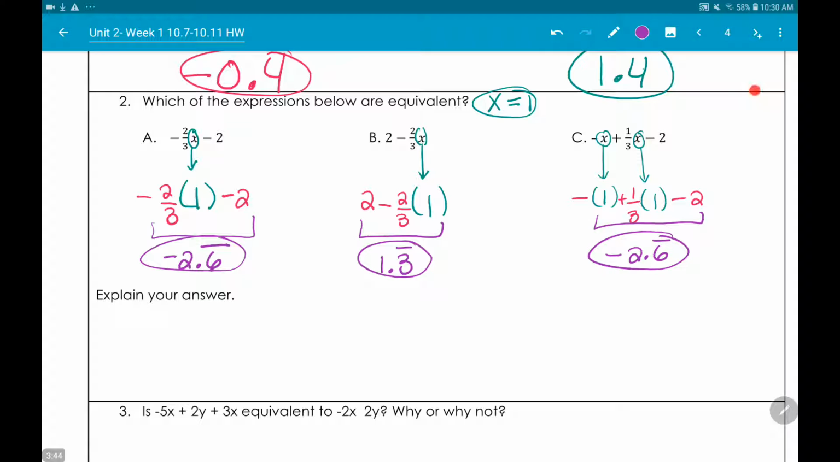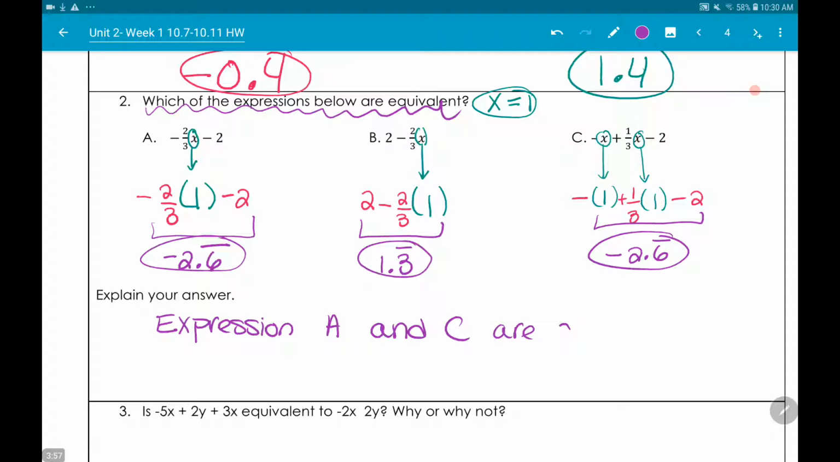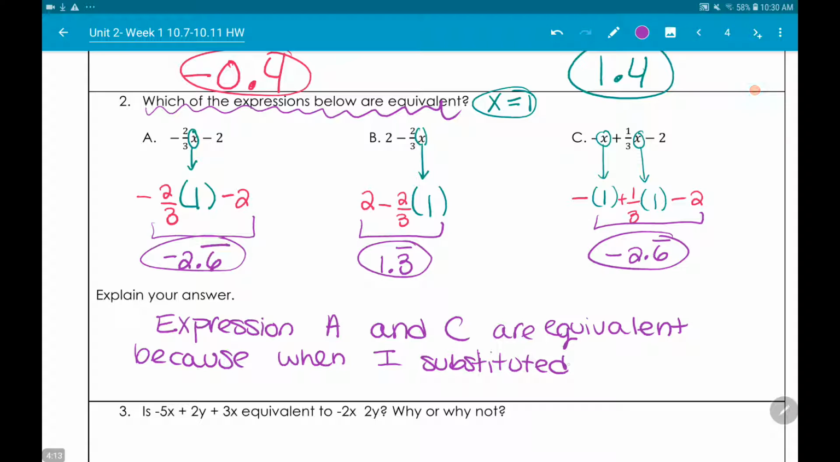All right, so which of these expressions below are equivalent? All right, so expression A and C are equivalent because when I substituted, they gave equal values.